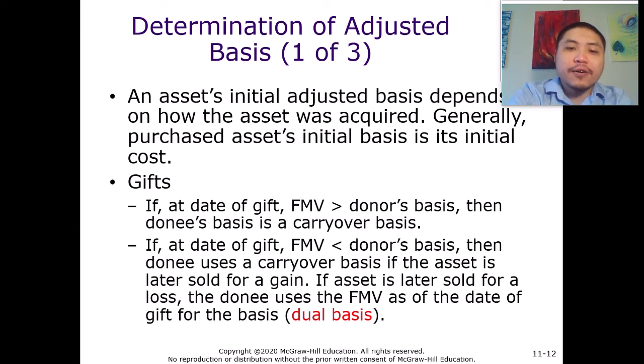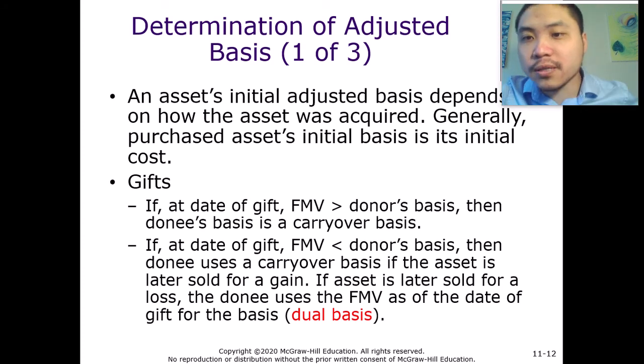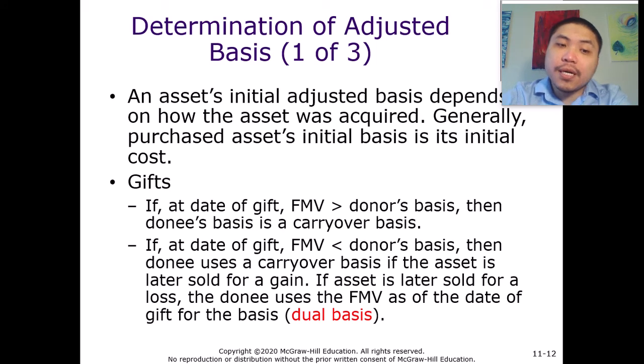So that's why when the fair market value is greater than the donor basis, the taxpayer should carry over the donor basis to treat it as his own basis, right? Because it's a lower number. In this case, the adjusted basis is going to be lower, and when the taxpayer sells the property, he or she is going to recognize a higher gain, right? So that's the first scenario.